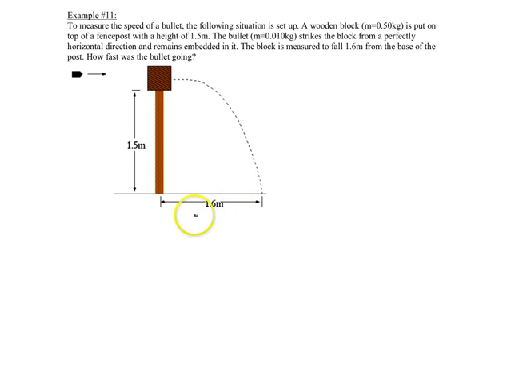So you're given the horizontal displacement, 1.6 meters. You're given the vertical displacement. It's on this post, so it's 1.5 meters high. And what you're asked to find out is what is the velocity of the bullet initially. So let's label some things.